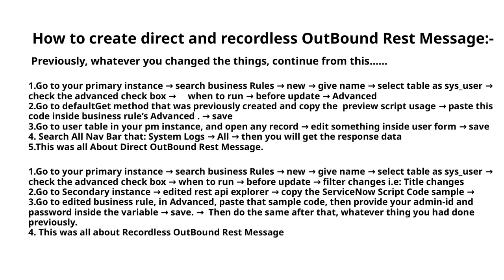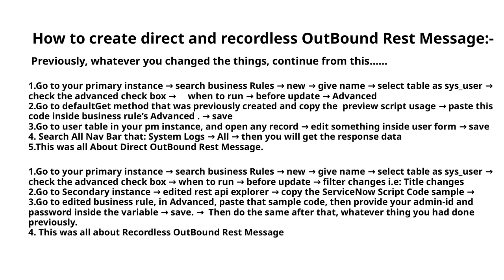First, go to your primary instance and search for business rules. Create a new rule, give it a name, and select the table as sys_user. Make sure to check the Advanced checkbox and set the When to run as before update. In the Advanced section, you'll see a script. Copy the preview script usage from the default GET method you previously created. Paste that code inside the Business Rule's Advanced Script area and save your work.